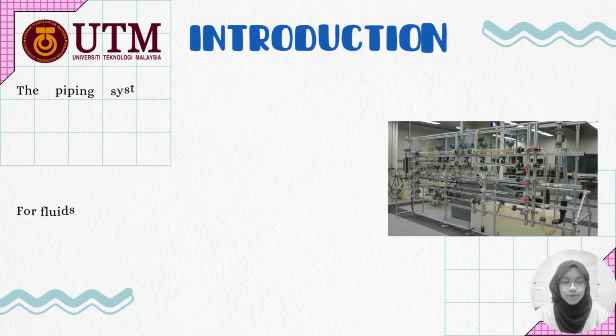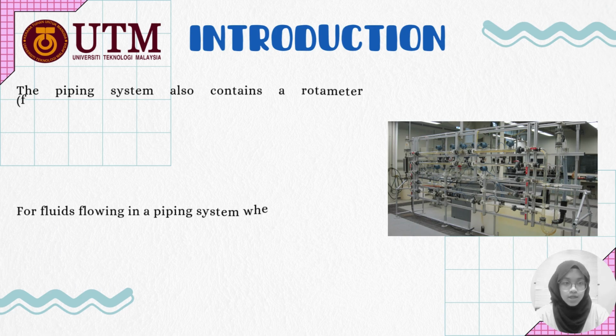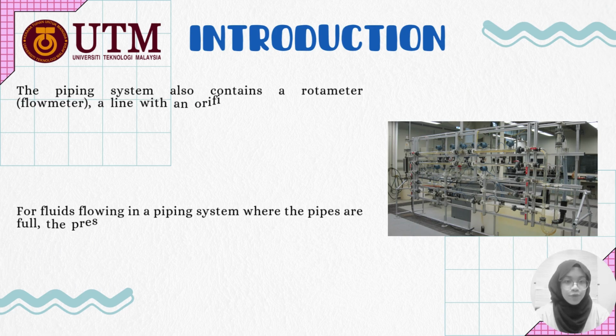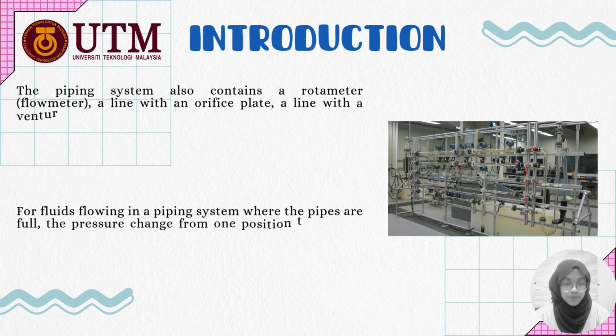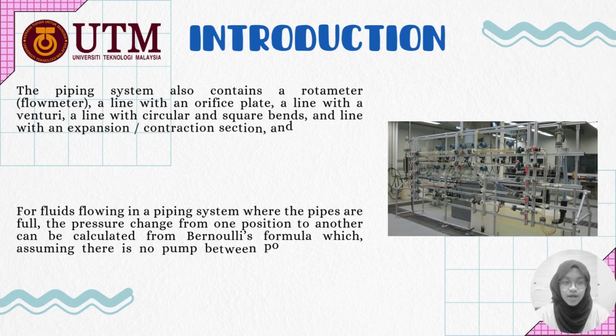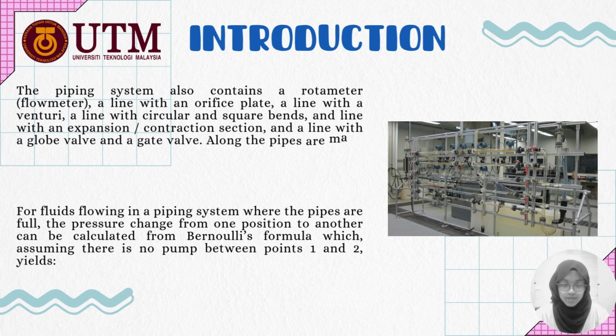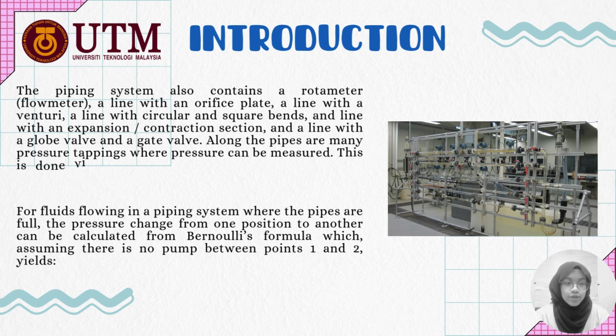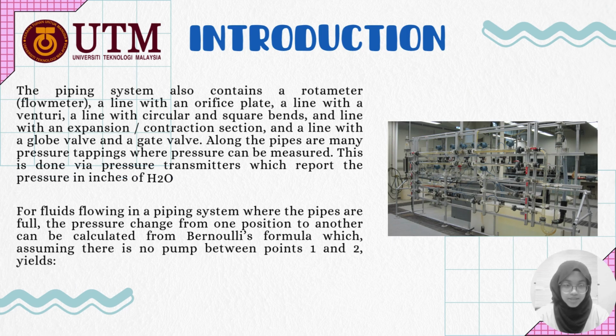The pipe system also includes a rotameter, which is a flow meter, aligned with a venturi and orifice plate, aligned with a globe valve and a gate valve, aligned with a section for expansion and contraction, and aligned with the square and circular bends. Numerous pressure tappings are located along the pipe, allowing for pressure measurement. This is read by a pressure transmitter which provides the H2O pressure in inches.